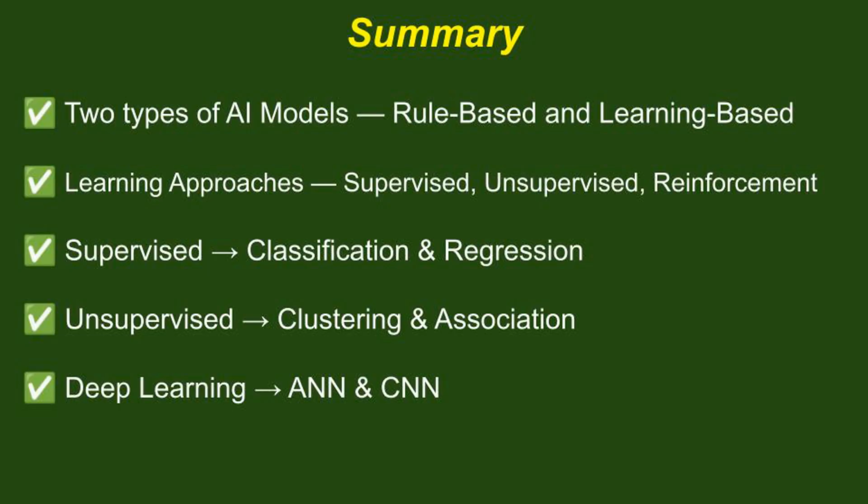Let's summarize what we've learned today. There are two main types of AI models, rule-based and learning-based. Under learning-based AI, we have three learning types: supervised, unsupervised, and reinforcement learning. Supervised models include classification and regression. Unsupervised models include clustering and association. And in deep learning, we have ANNs and CNNs. Each approach helps AI systems learn, adapt, and solve problems in smarter and more efficient ways.